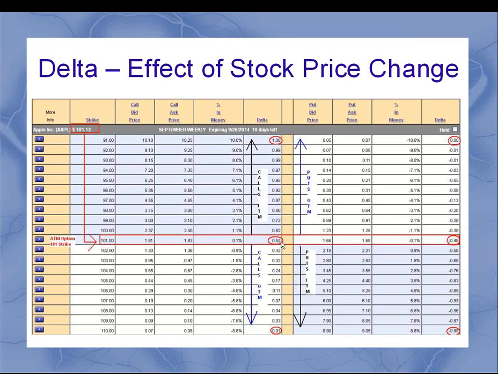So we have a delta here of 0.52. For the put series, we have a delta of 0.48. It's a little bit out of the money, so we have a little bit of quality there. We have a little bit of difference, a little bit under 0.50.